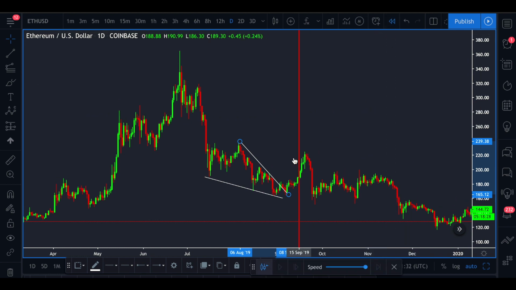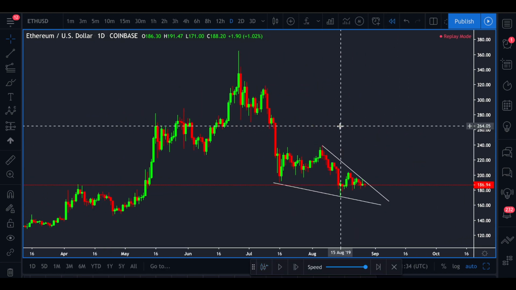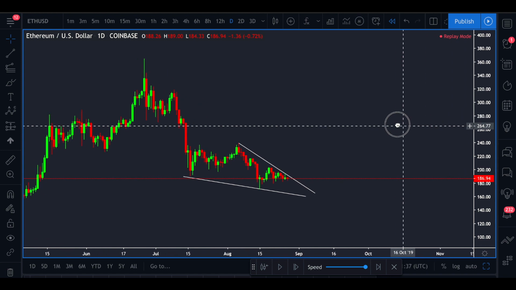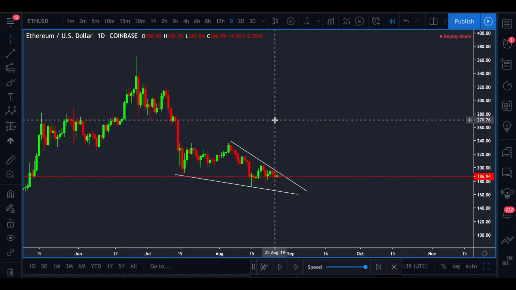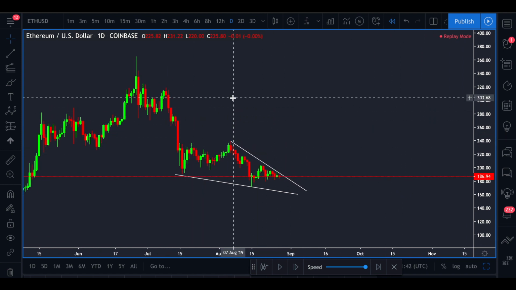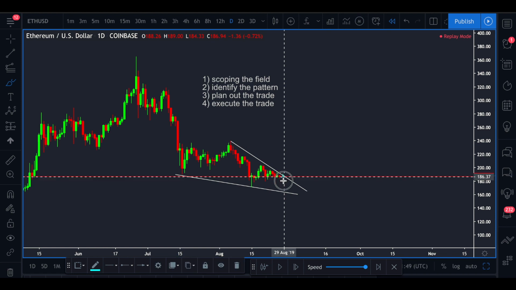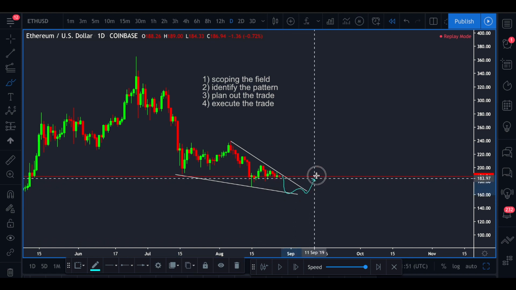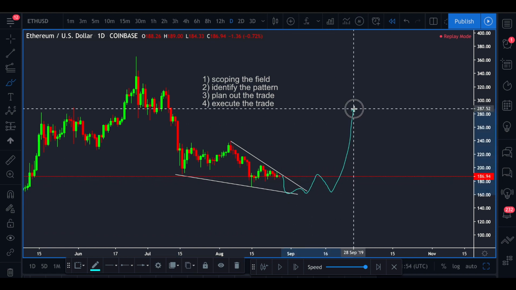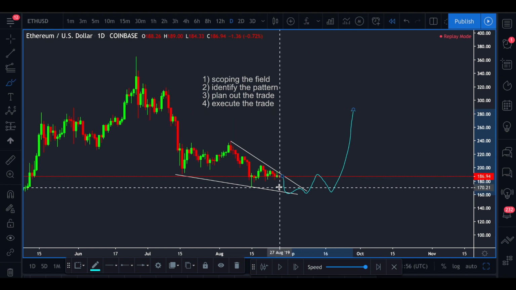So we're going to go ahead and remove that up to here. And we're going to imagine that this is where we are in time. We're back in time now, and you see this trade. So what we do, like I said, is we scope the field. Once we see this, we identify the pattern. So we're assuming that maybe this could bounce here, here, and then hopefully break out, retest, and then shoot up. And it hasn't happened yet, but we're hoping that's what the case is going to be.